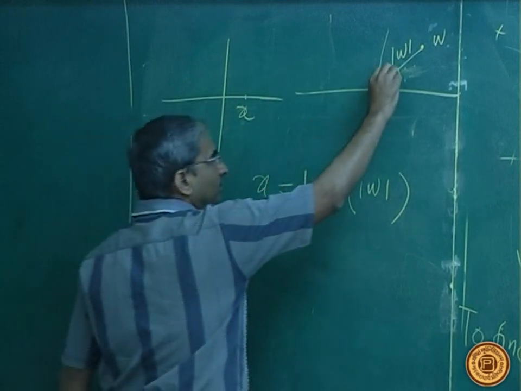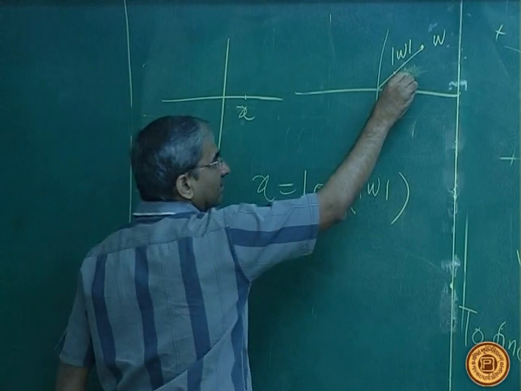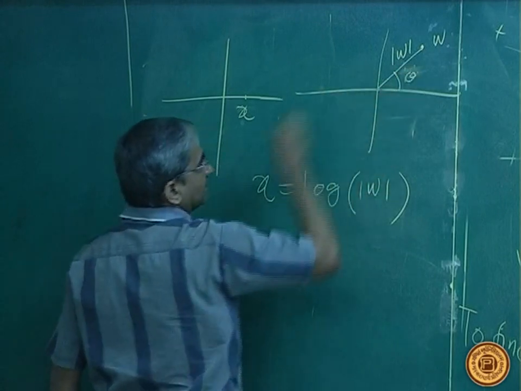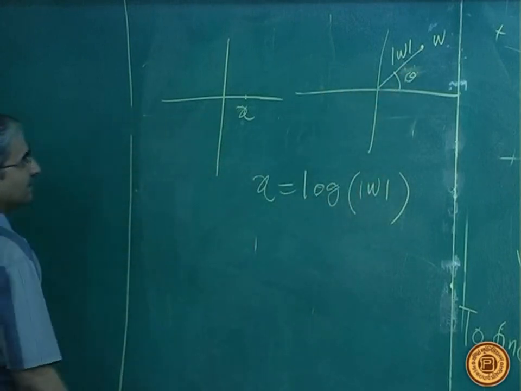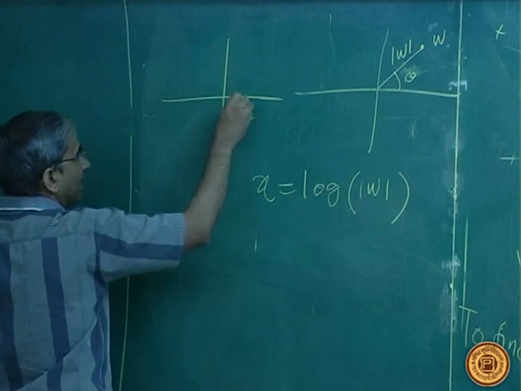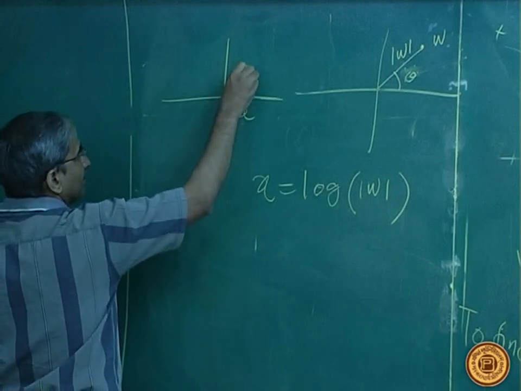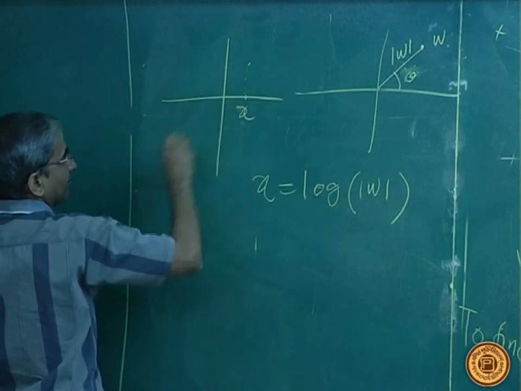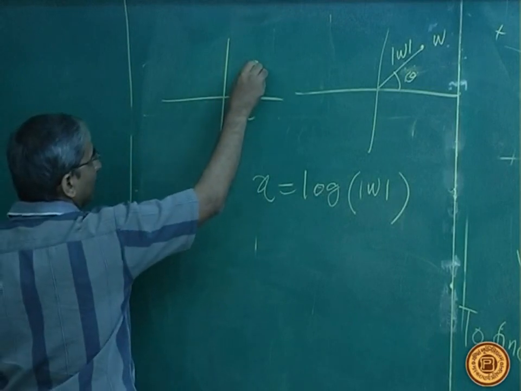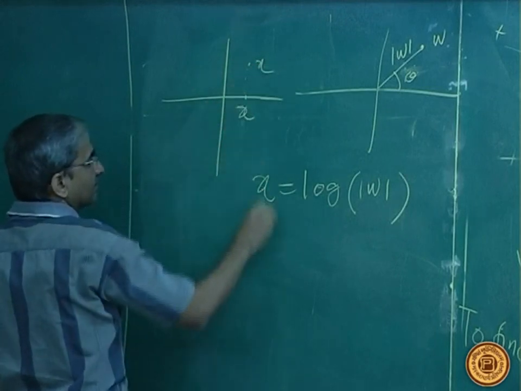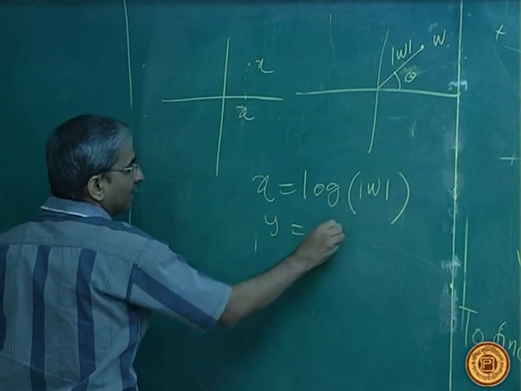Now I will count this angle with the positive x axis. Suppose this is theta, then I will go exactly theta on this. So this is theta. Okay. So I will take y to be theta.